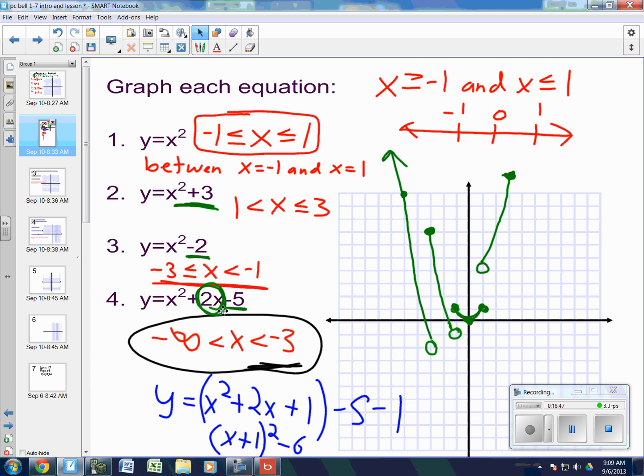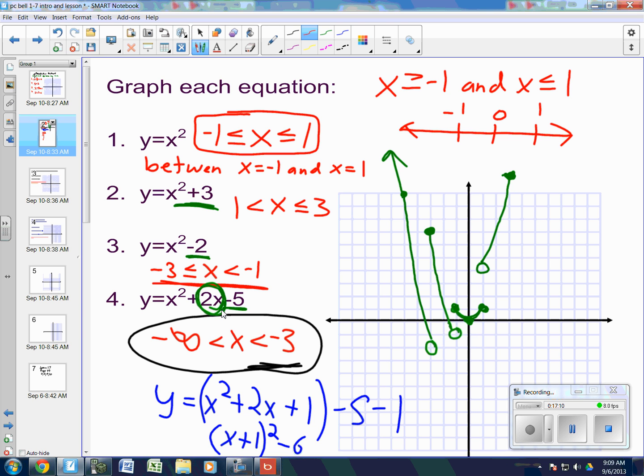Right here we have what's called a piecewise function. All eyes right here. This is a really important point. Okay, the question is, is this a function? Do you remember how to tell whether a function's a function? Vertical line test. Does it pass the vertical line test?